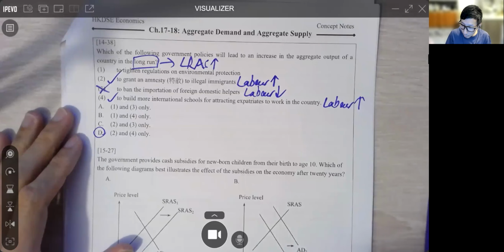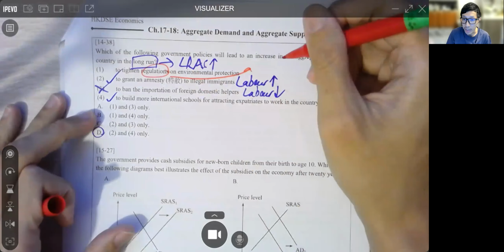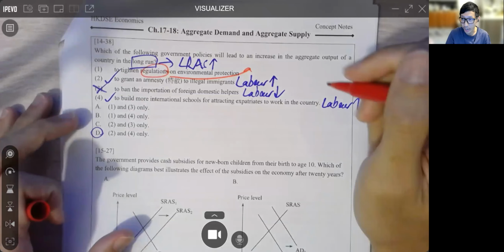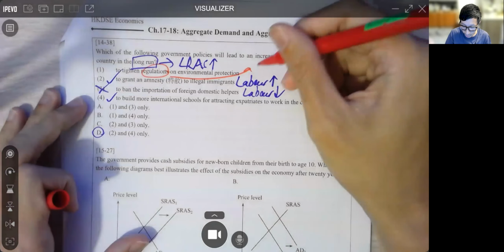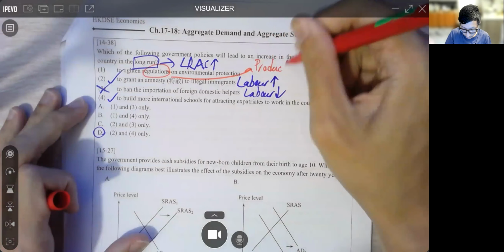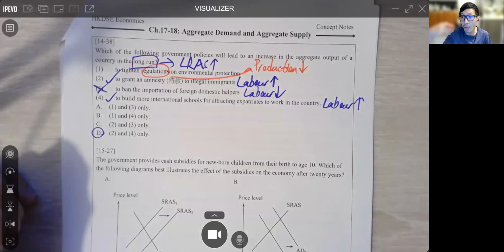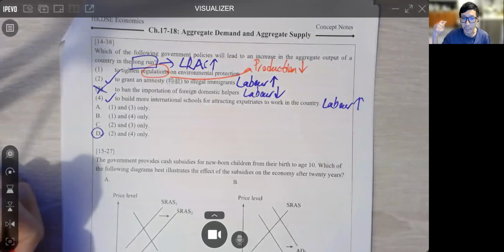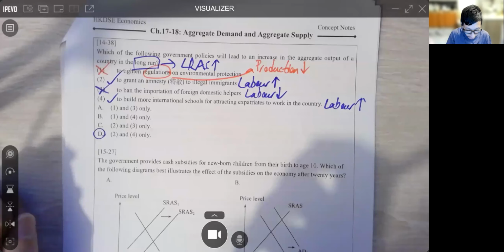Tightened restriction on environmental protection. 记住啦，with more restrictions, it means that at least in the short run, and probably in the long run as well, the production would decrease a little bit. 因为点解啊? You need to have more resources dedicated to environmental protection instead of production. So most likely production may decrease. So unfortunately, not the answer we want.